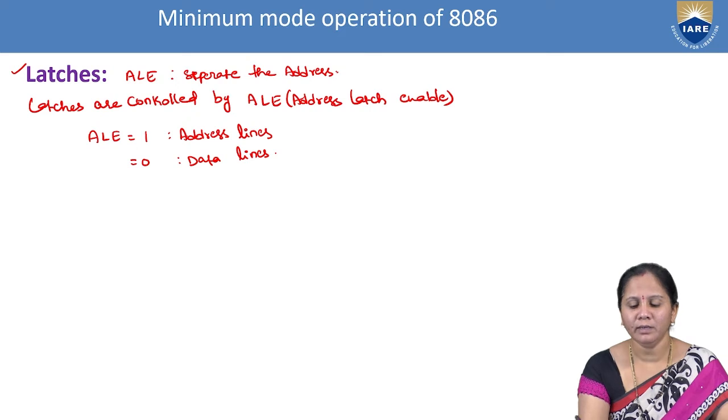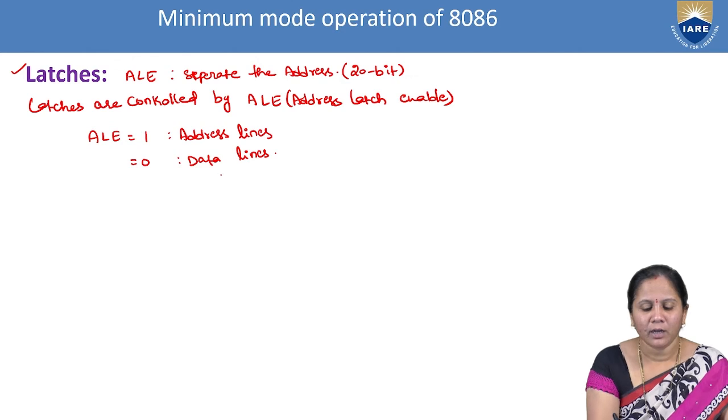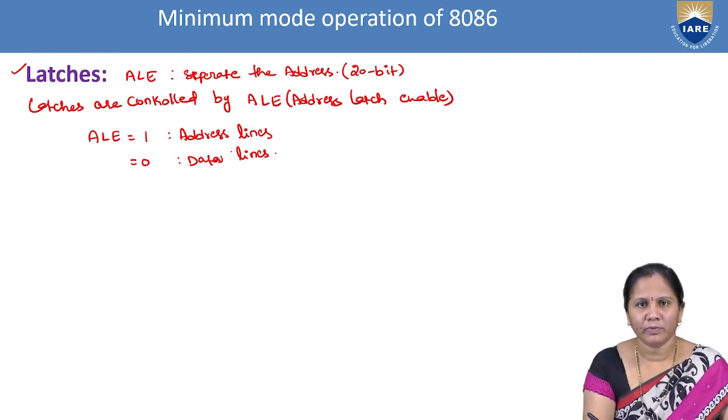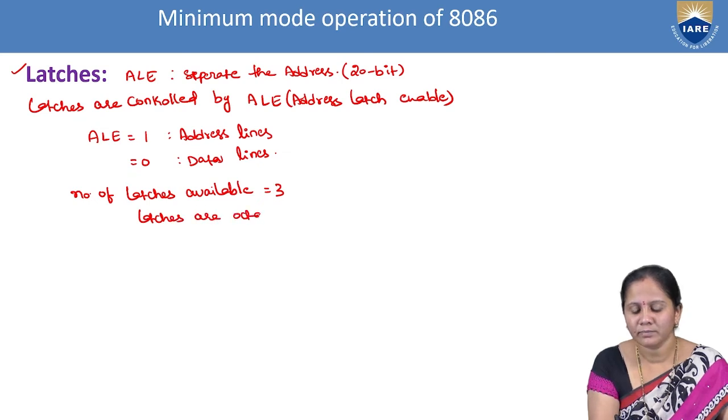The address bus width in the 8086 microprocessor is 20 bit, so latches are used to separate these 20 address lines. And if we observe the block diagram of the 8086 microprocessor minimum mode, the number of latches available here is 3 latches. All the latches are octal latches.